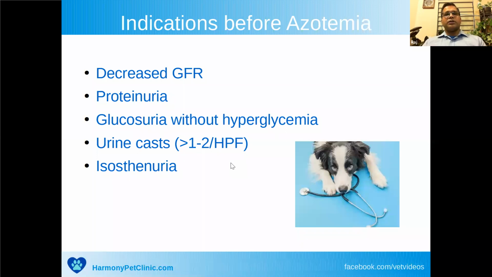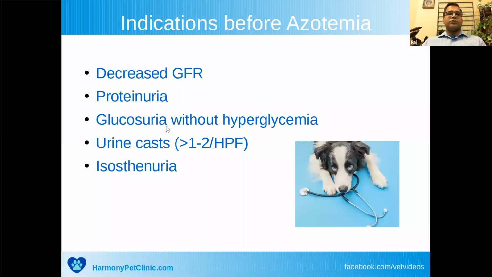Early indicators of azotemia, or early indicators of kidney disease. Before azotemia develops, the indicators of kidney disease are decreased glomerular filtration rate, obviously, and proteinuria, which is very important. You will see increased proteins in the urine. So that's why urinalysis is very important for diagnosing renal problems.